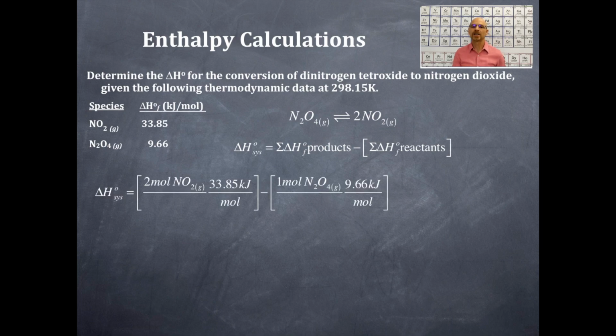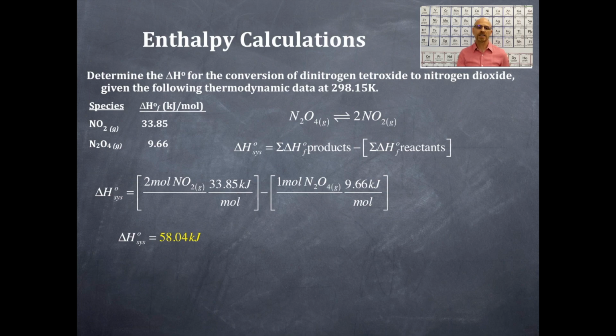We've got this delta H naught of the system is equal to 2 moles of NO2 times 33.85 kilojoules per mole minus 1 mole of N2O4 times 9.66 kilojoules per mole. We're going to plug all this information into our calculator, and then we're going to get a value for that. And that is delta H naught for the system is 58.04 kilojoules.